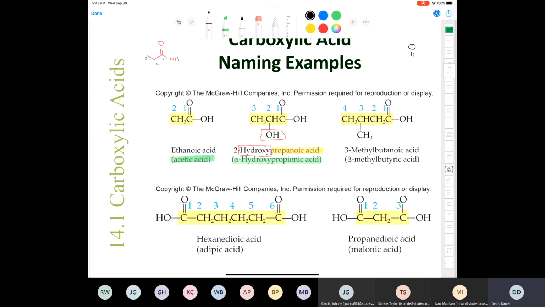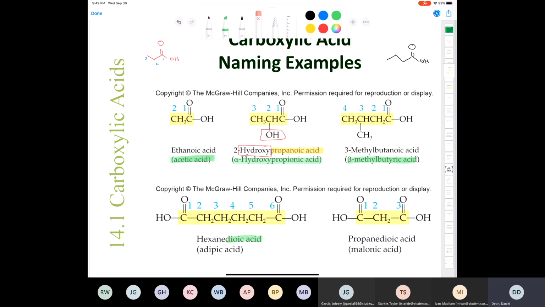If we had a 4-carbon, we already talked about this, it would be butanoic acid. So we have 4 carbons here, and a methyl group at carbon 3, so that's 3-methylbutanoic acid. Again, the common name is shown at the bottom, which is beta-methylbutyric acid. We're going to look at how to name that. It also said on the last slide that if you have 2 carboxyl groups, like is shown right here, we call that a dioic acid. Since the longest carbon chain in this molecule has 6 carbons, it's hexane, and we add dioic acid on the end. This one has a common name, which is adipic acid. The next one is propanedioic acid, and it has a common name, which is malonic acid.